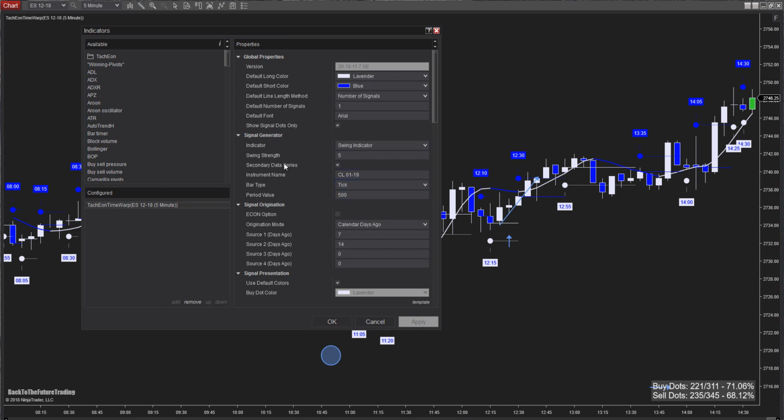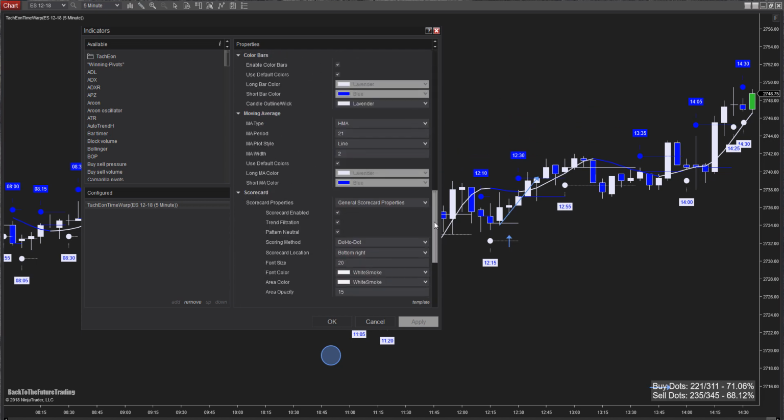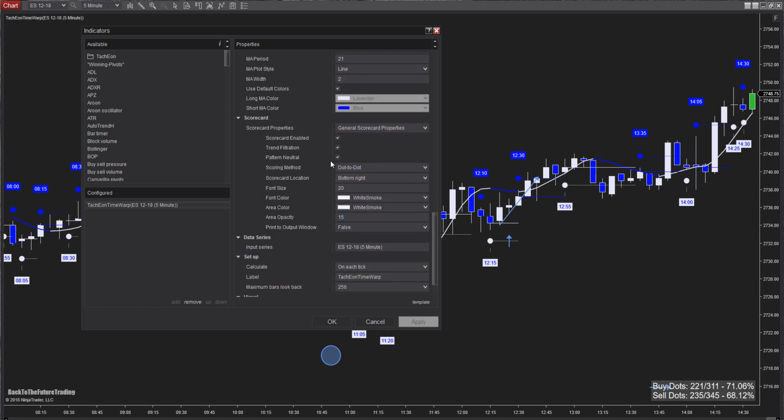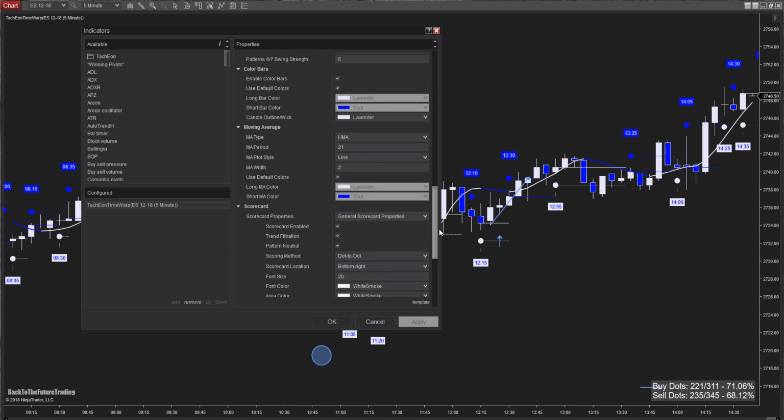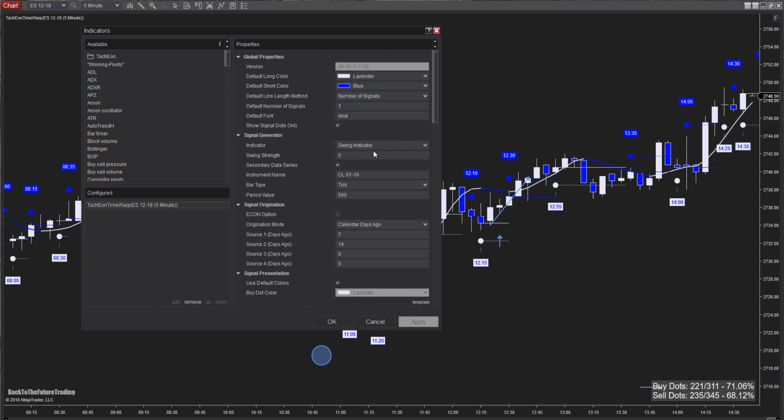So if you're going to use a secondary data series, you do have to turn it on. And we can see that there are 311 signals above the moving average. Remember, we do still have our moving average turned on down here and our trend filtration, and we're still just looking at the pattern neutrals. So when we're looking at those things, these are continuing to work. So all these things combined together. I'm going to turn this back off, and we're going to go back and look at the next segment down.